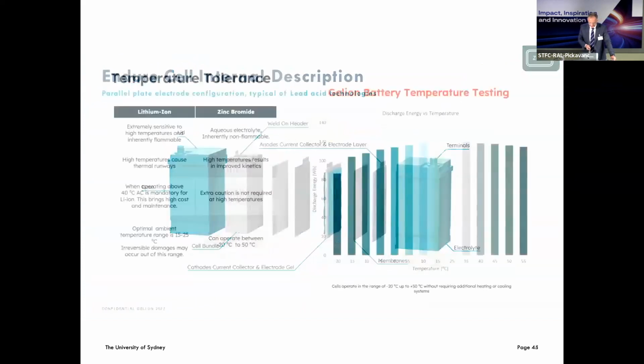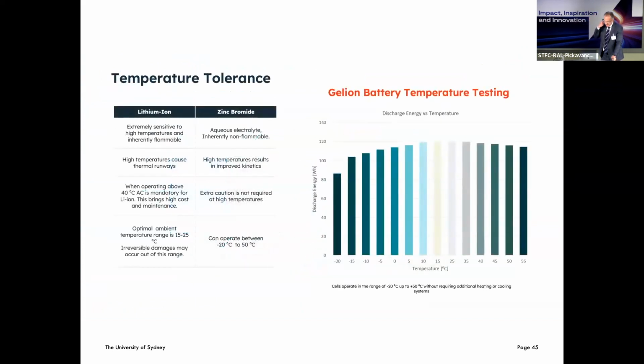And this is just some data to show you the temperature range. So -20, not a problem. Plus 55 degrees, not a problem. That's really, really unusual for batteries. That doesn't normally happen. That's one of the advantages of the zinc bromide chemistry. But they're also really fire resistant.